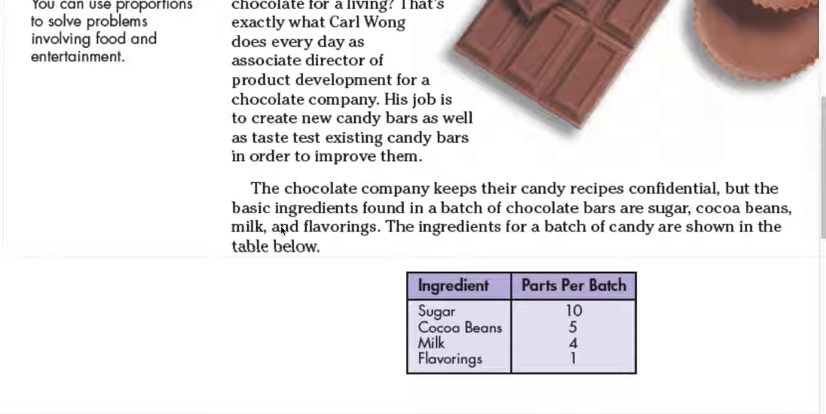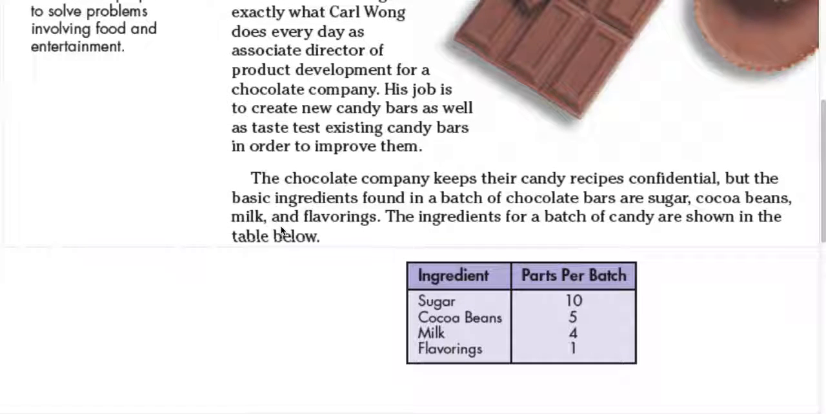The chocolate company keeps their candy recipes confidential, but the basic ingredients found in a batch of chocolate bars are sugar, cocoa beans, milk, and flavorings. The ingredients for the batch of candy are shown in the table below. The company that he works with, incidentally, is Hershey Foods. Hershey chocolates is a big part of it.